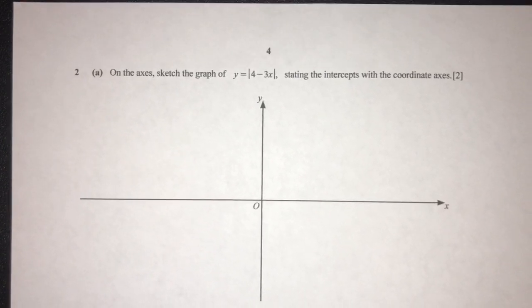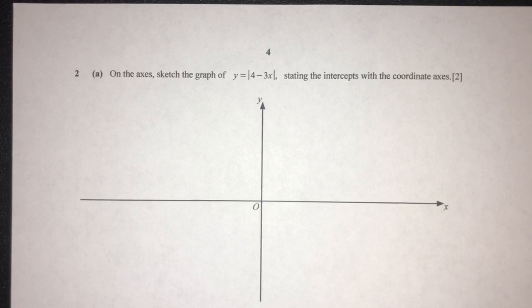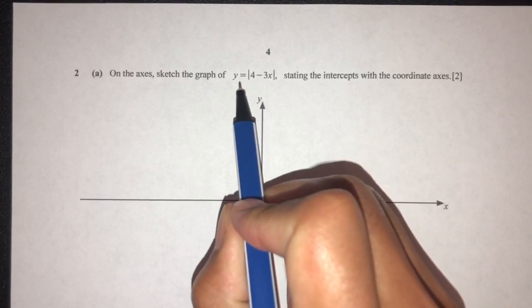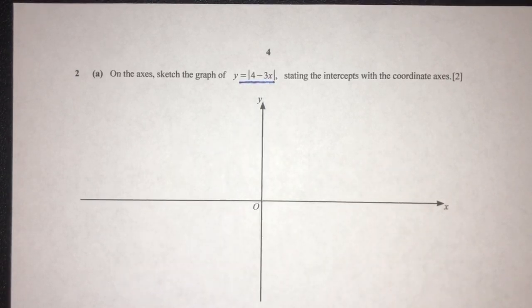Now let's move on to question number 2. On the axes below, we have to sketch the graph of this. Sketch, again, it is not draw. Sketch, it can be done approximately. Now, stating the intercepts with the coordinate axes.